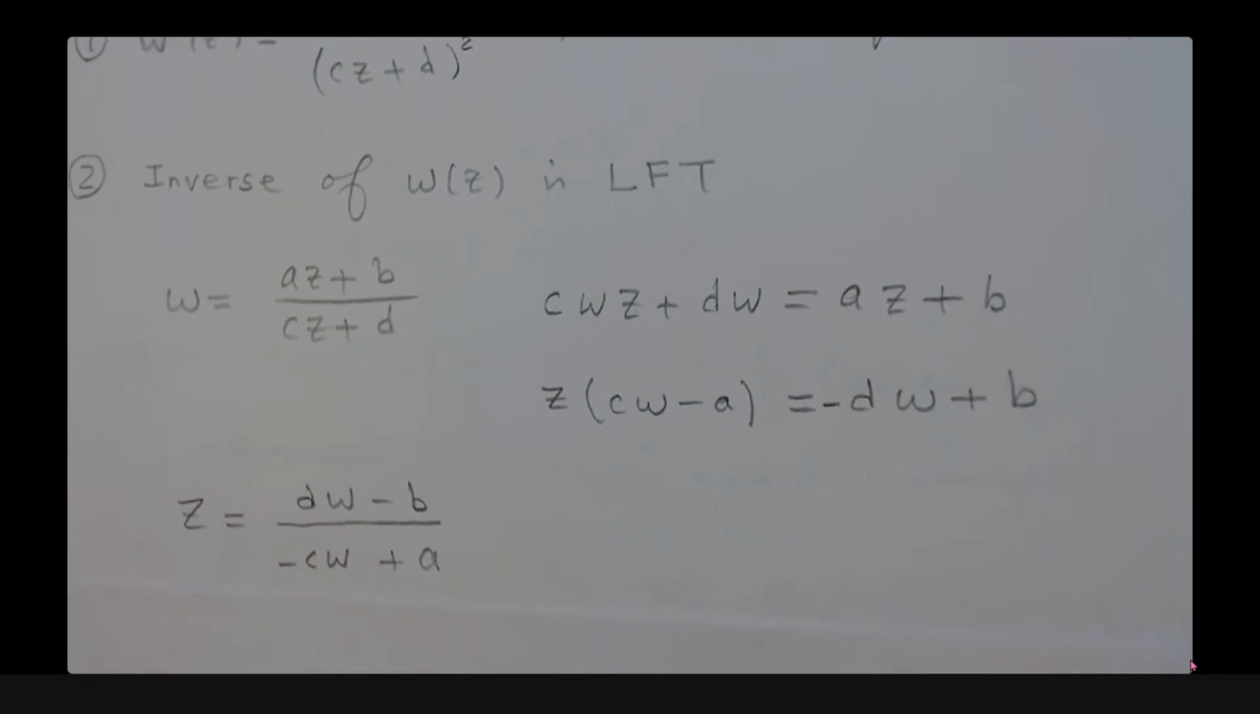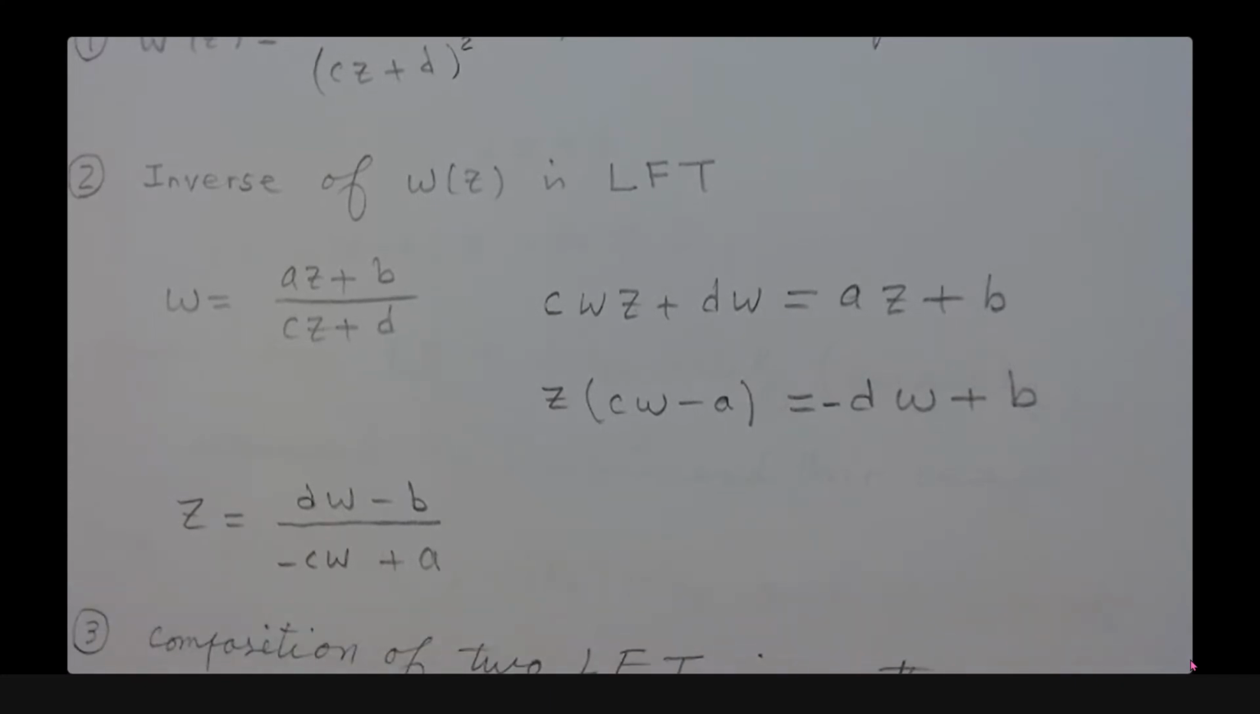Any questions so far? I will have several other observations and put those observations together and find beautiful properties of the linear fractional transformation.